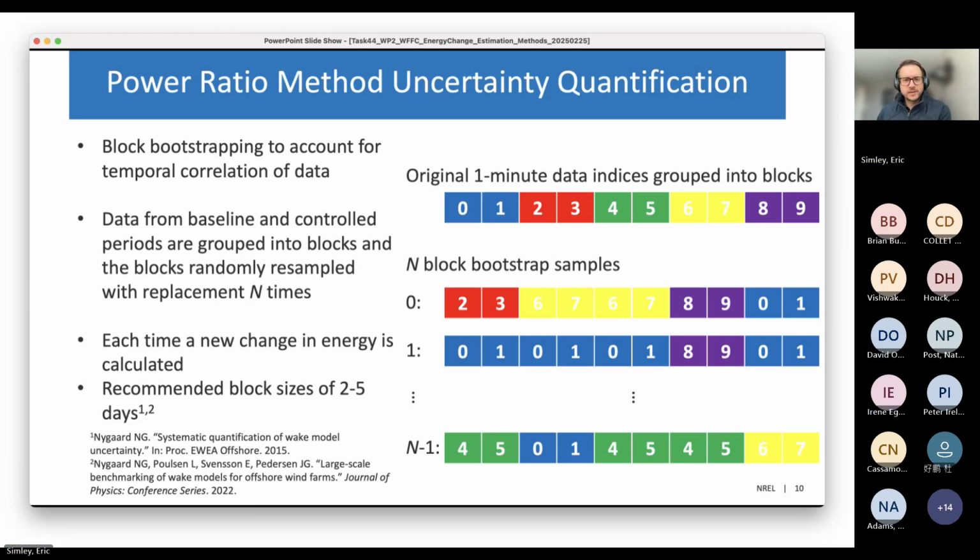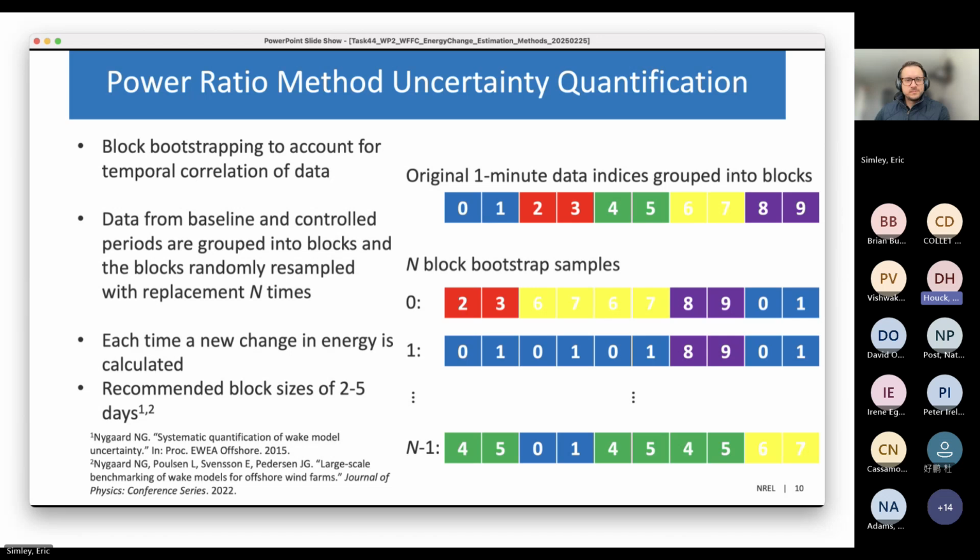Okay. And yeah, I should also say that I don't fully understand the theory behind the block bootstrapping and how that improves the uncertainty estimate by accounting for temporal correlation. So this is relatively new to me. Yeah, I'm still trying to learn and understand. So if anybody has anything to share about block bootstrapping, that would be helpful.